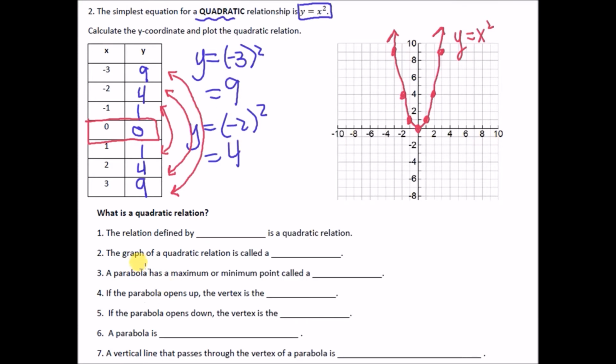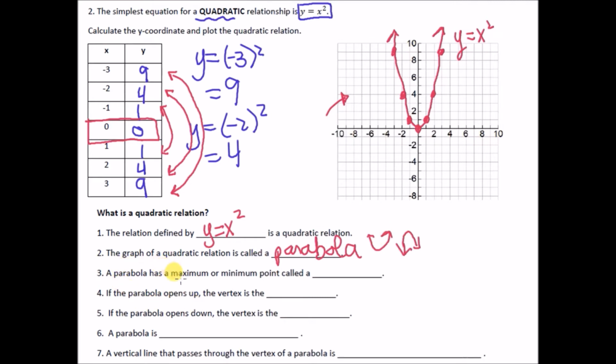Okay, so let's talk about a quadratic relation, and I really wanted to leave this on the board right here. So the relation defined by y equals x squared is a quadratic relation. Okay, that's this right here. The graph of a quadratic relation is called a parabola. So I always say that a parabola is a shape, and it's that happy face or the sad face shape. And we're going to get more into the sad face when we flip it.